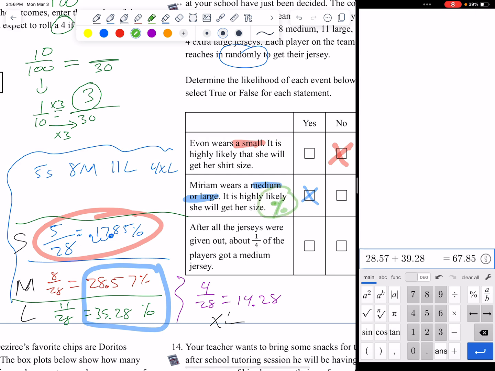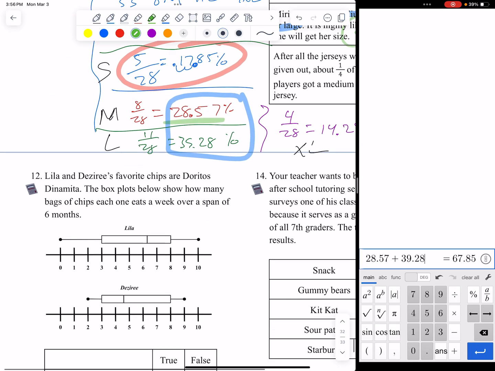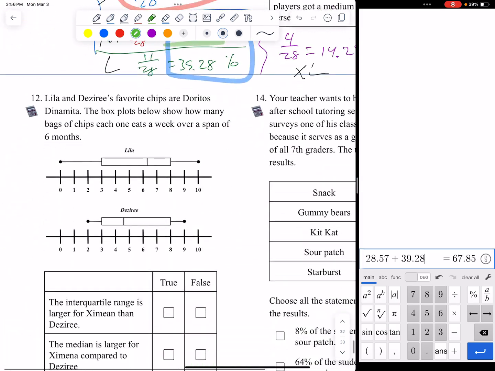Okay. So after all the jerseys were given out, about a fourth of the players got a medium. So my medium is 28%. Is that about a fourth? Yeah, that's about a fourth. Okay, it's close enough.